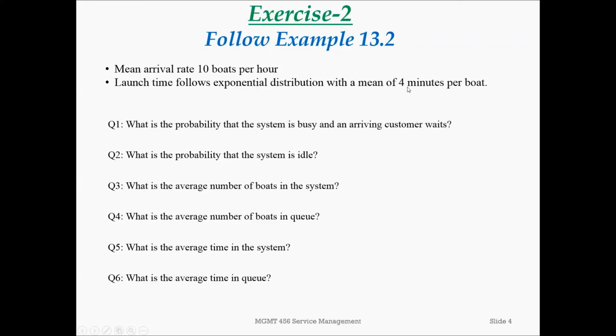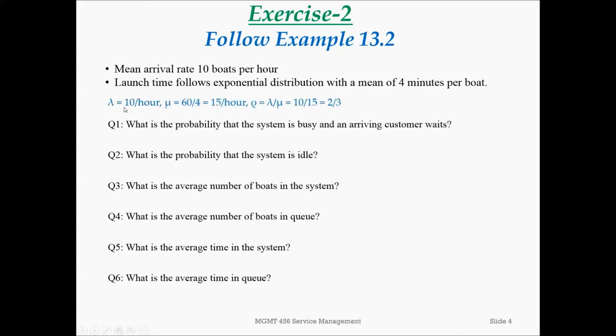So 4 minutes per boat is not mu. This is a service time. To serve one boat, it takes 4 minutes. Mu is how many boats we can serve per hour. So 4 minutes per boat is not mu, it's not the service rate, it's the service time. So we have to do something to convert 4 minutes per boat to how many boats we can serve per hour.